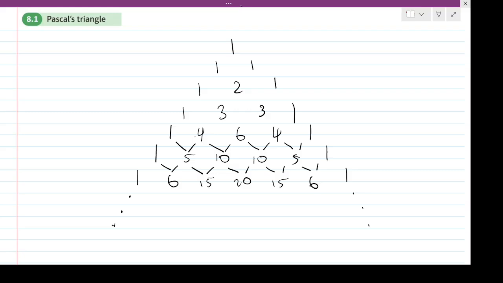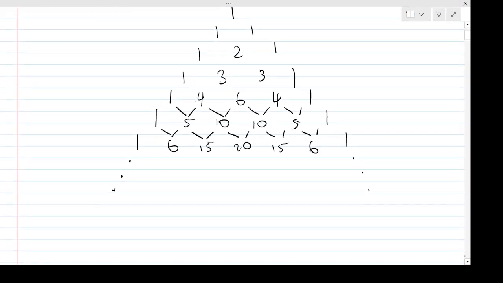Now, why is that important? Why are we just coming up with this triangle? Well, it relates to what I talked about with binomial expansion. What these numbers actually end up doing is give us the coefficients of all the terms if we were to expand x plus, say, a to the power n, right?